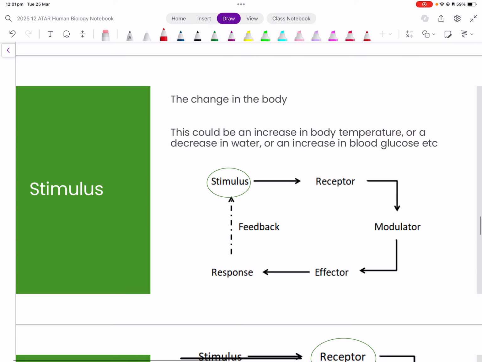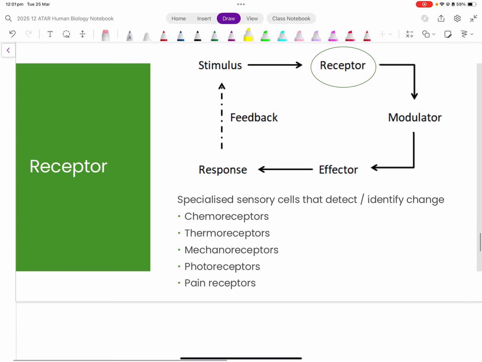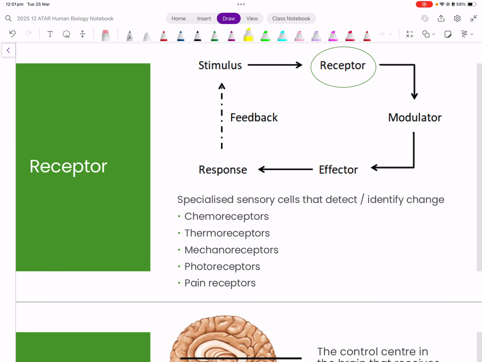So the stimulus, again, very simply, is simply a change. This could be an increase in body temperature, a decrease in body temperature. It could be an increase in the amount of sugar in your body. It could be anything, okay? A stimulus is simply a change in the body, and it sets off this chain of reactions, leading to a receptor detecting the change.